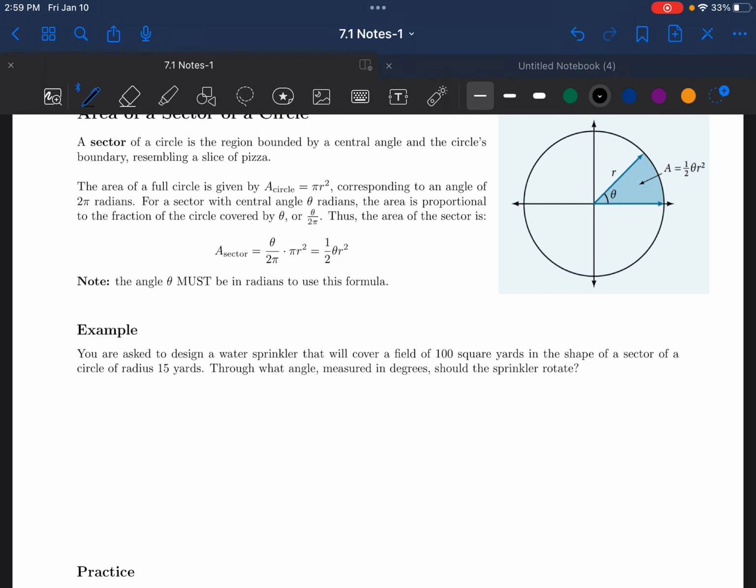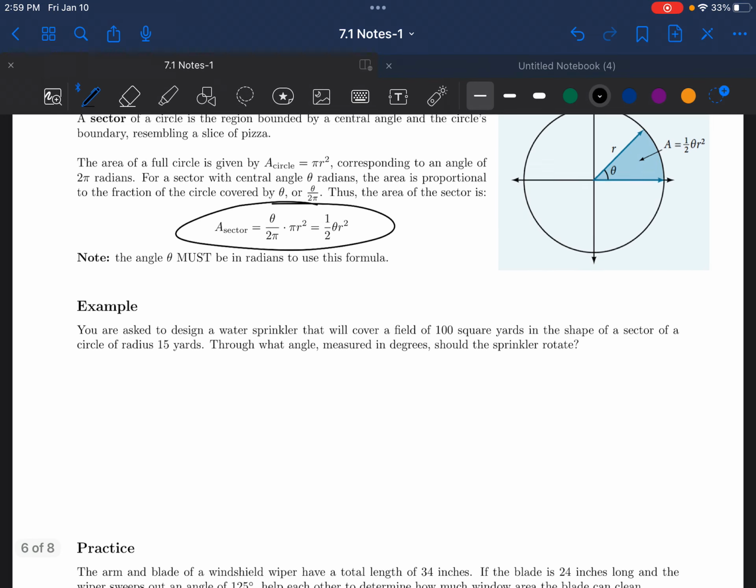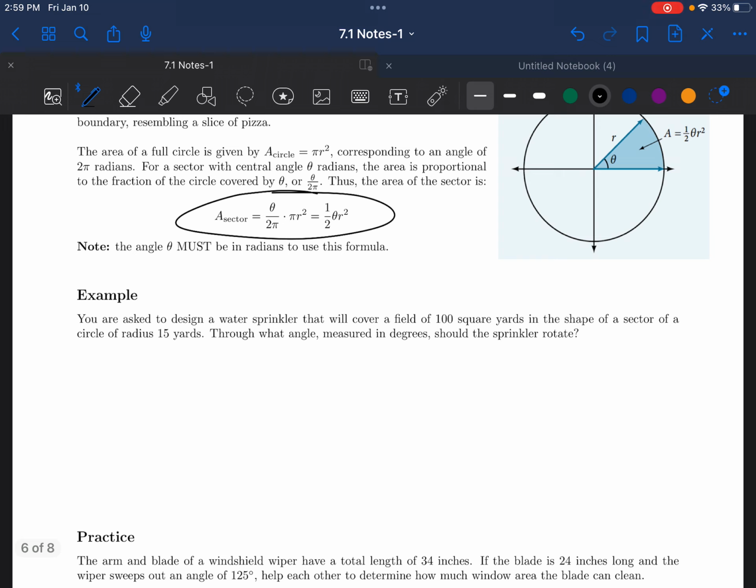All right, now with the formula for the area of a sector, we can work through the example problem. You are asked to design a water sprinkler that will cover a field of 100 square yards. So it's a little bit different here. We're actually being given the area in the shape of a sector of a circle of radius 15 yards.